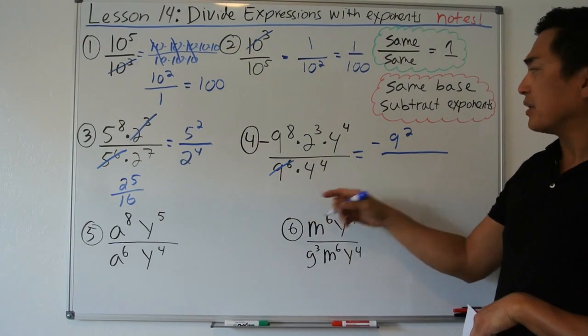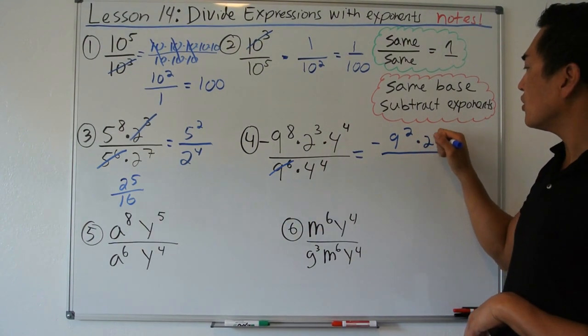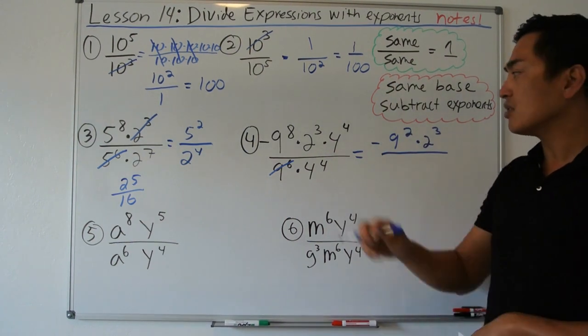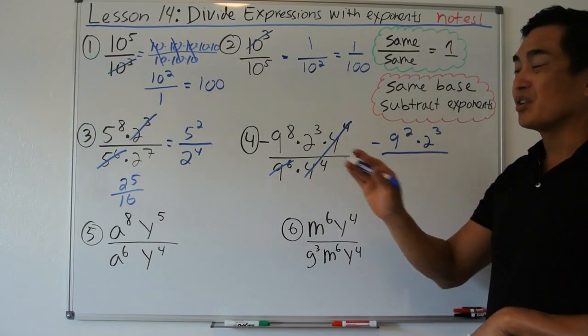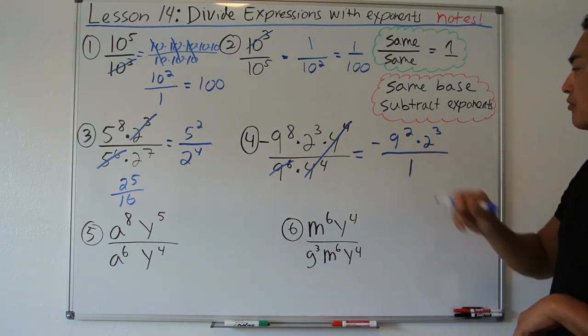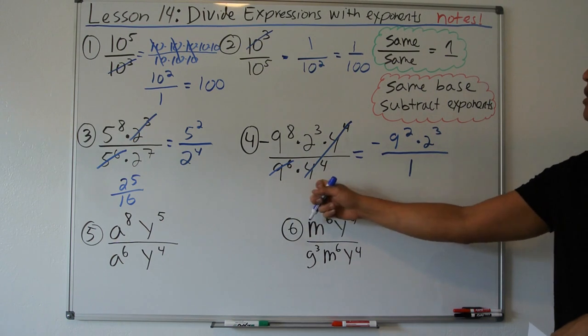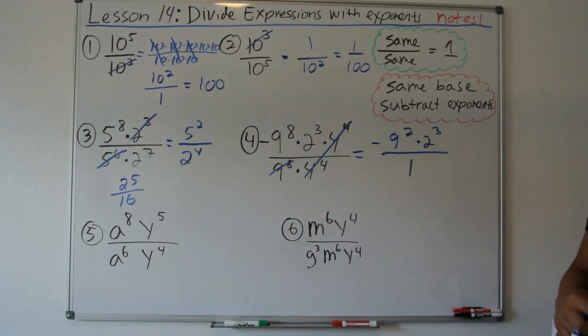This one doesn't have another base, so I'm going to leave that one alone. 2 to the third. And these two are exactly the same. See, they're the same. And same on top. That turns into 1. You could ignore it, okay? You can put a 1 right here. Nice, so there's nothing there. Again, that turns into 1. That's 1 times 1. Alright, so let's go do that.